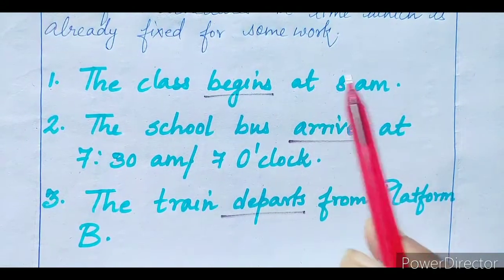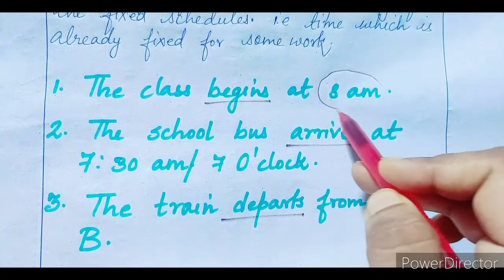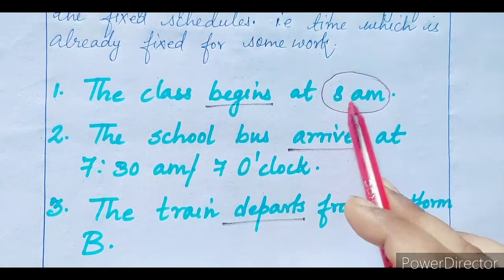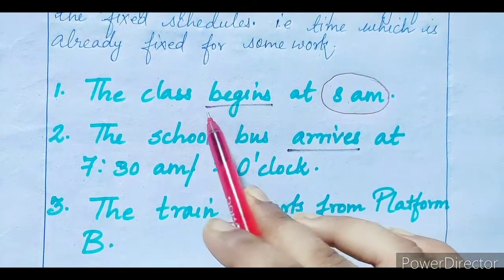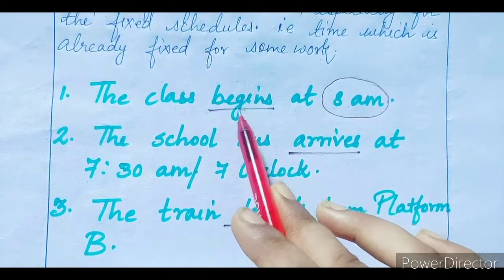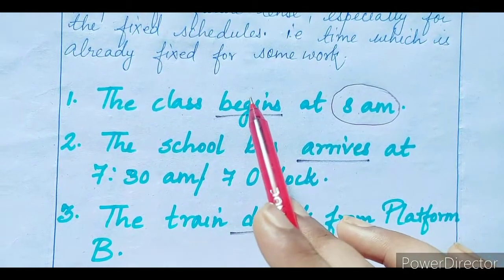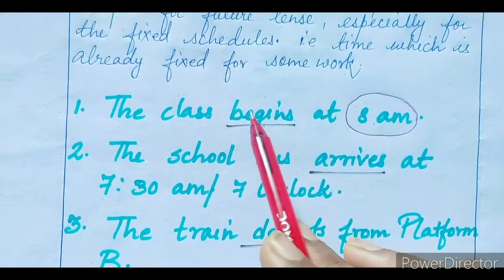The class begins at 8 a.m. So we have already fixed the time of the class, that is 8 a.m. It will begin at 8 o'clock. So that is why we are using the simple present tense form of the verb over here. But the sentence is indicating future tense. Okay, it is not indicating simple present tense.